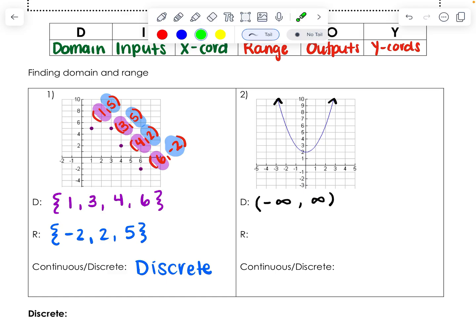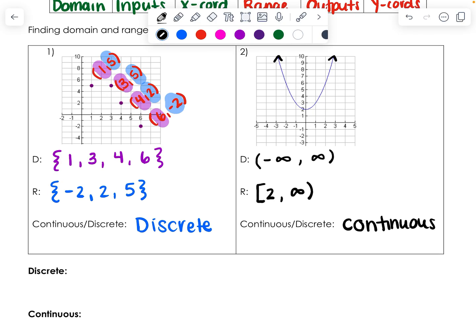Our range, remember, talks about our y coordinates, so our y-axis runs up and down. And this graph goes from a y value of 2 all the way up. It's just going to keep going up forever. So to write that range, we would say it goes from that value of 2, and since it's going up, it goes towards positive infinity. And this is considered a continuous function. Now, you don't need to know how to do that. If that was confusing, don't worry about number 2. You just need to know how to do number 1.